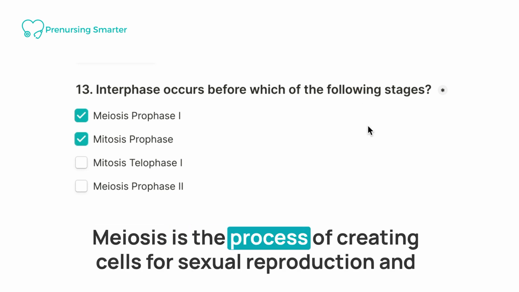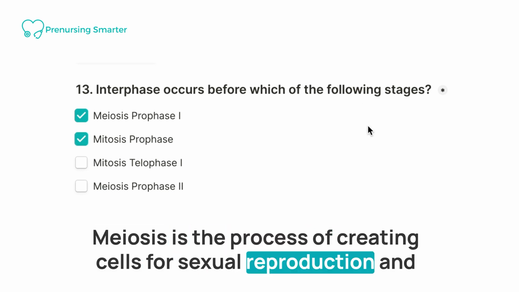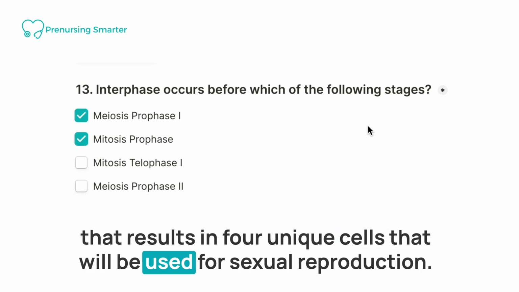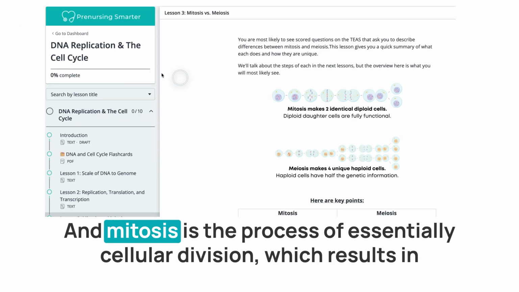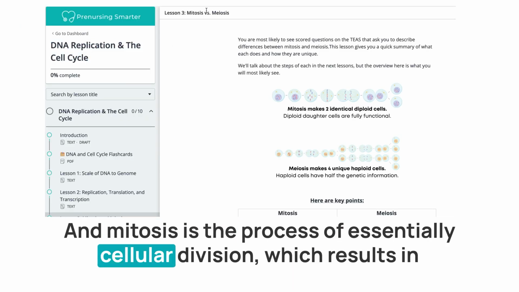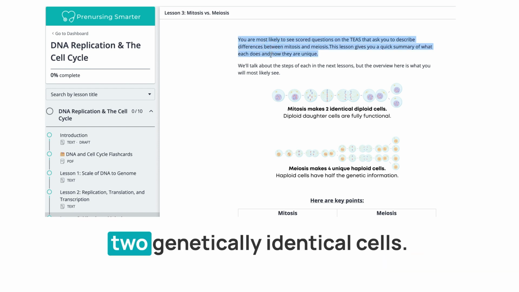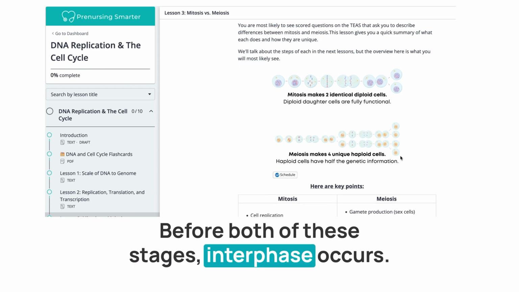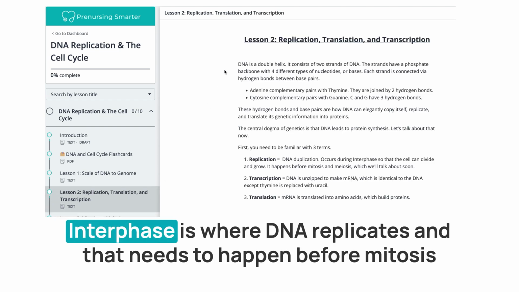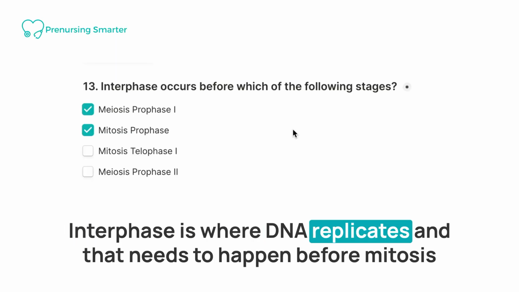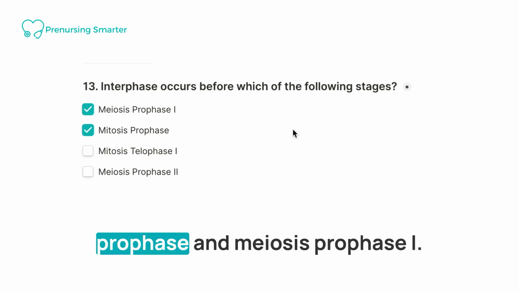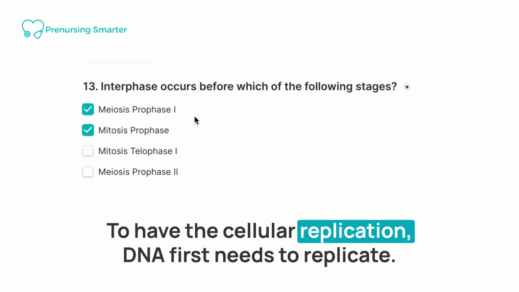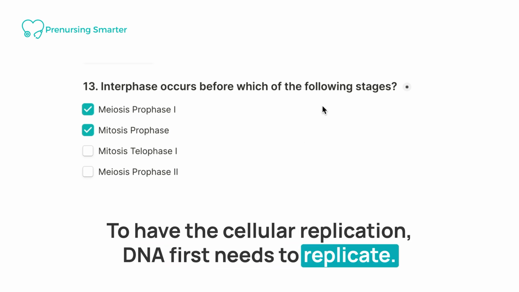Meiosis is the process of creating cells for sexual reproduction, and that results in 4 unique cells that will be used for sexual reproduction. And mitosis is the process of essentially cellular division, which results in 2 genetically identical cells. Before both of these stages, interphase occurs. Interphase is where DNA replicates, and that needs to happen before mitosis prophase and meiosis prophase 1. To have the cellular replication, DNA first needs to replicate.